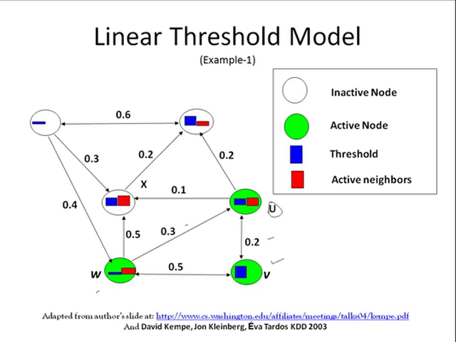Now at the next step, the target is node X and this node. Here the number of active neighbors, like node U and node W, two active neighbors are there for node X, while for this node there is only one active neighbor. So the chance of this node getting activated is very high. Now as the number of active neighbors is not enough, we cannot reach this node, and we stop from here.